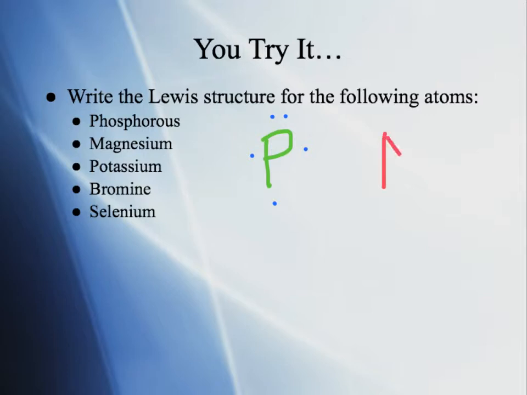Magnesium, we're going to write Mg. Magnesium is in group 2A, and so that means that he's just going to have 2 dots representing his valence electrons, 1 on 2 sides. Similarly, potassium. Potassium's symbol is K, and potassium only has 1 valence electron, so he's just going to have 1 dot on one side. We'll keep going with bromine.